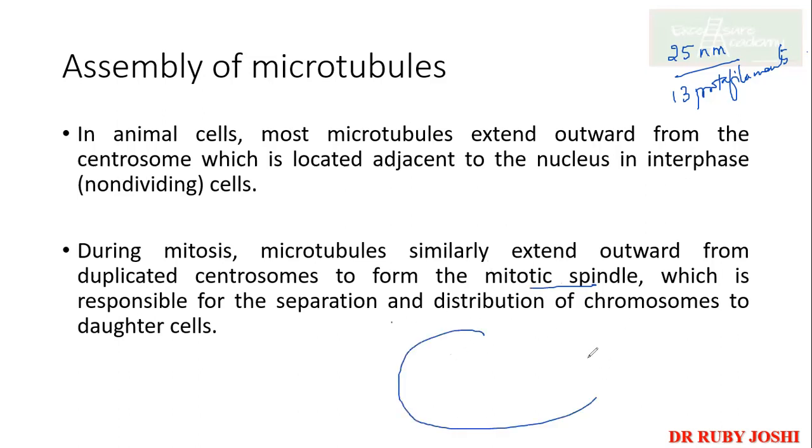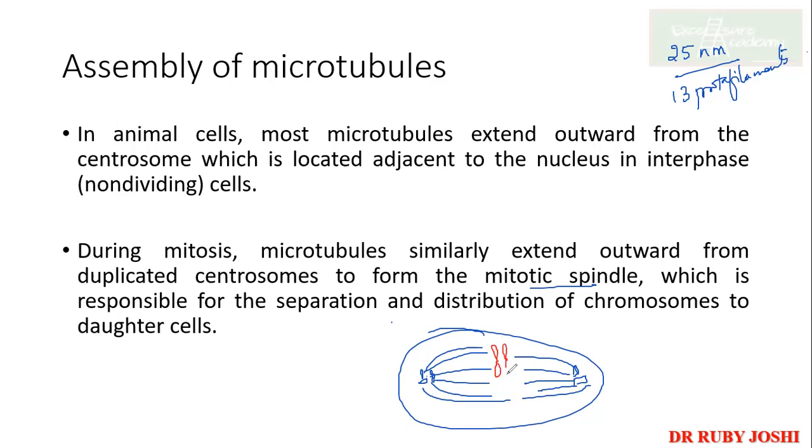So we know that in the dividing cell, we have the centrosomes present here like this. Okay, so first, during the division, the centrosomes get duplicated. And then from here, based on the gamma tubulin at the base, your microtubules are extending outwards like this. And here your chromosomes will be, to which they attach.